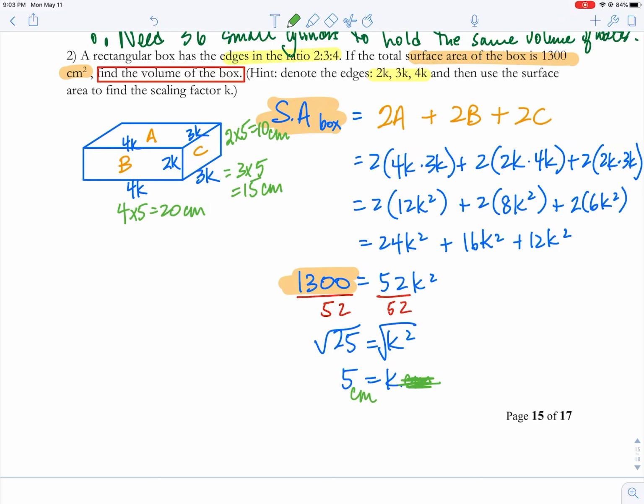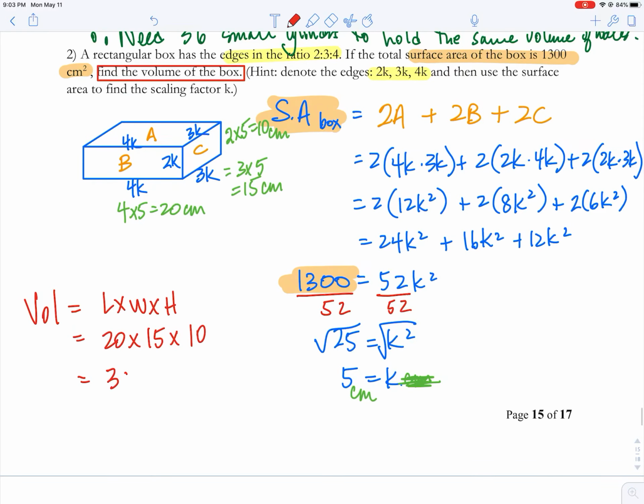by answering now for the volume, because they wanted the volume of the box. So that's what we were going for. So the volume is going to equal, normally it's length times width times height. So in this case, it's going to be 20 times 15 times 10. And when we multiply that all together, we get 3,000, and it's going to be for units centimeters cubed. So the volume of the box is 3,000 centimeters cubed.